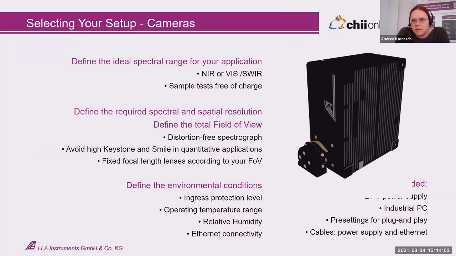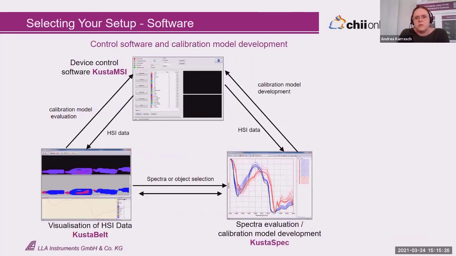Another important point is that you will need additional supplies like a power supply. And you should think if you get it all from one hand from your supplier, or if you have to do research on your own. The same goes for an industrial PC, and if you have connection cables available. And regarding the industrial PC, the next thing you need to talk about is not only the hardware, but also the control software, and most important, the brain of the camera, meaning the calibration model. This defines your actual sorting task.